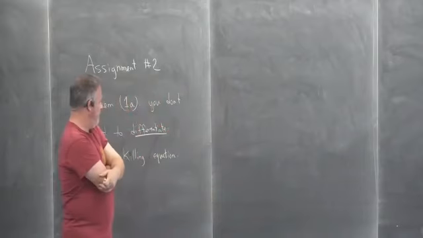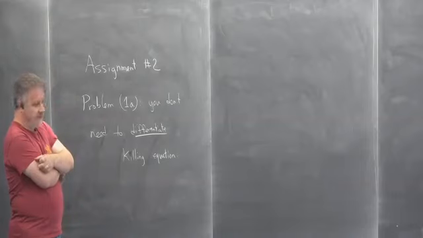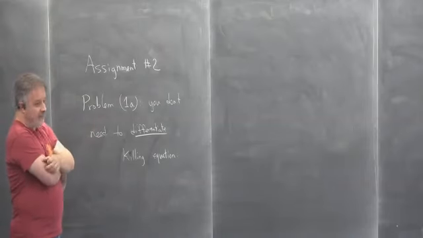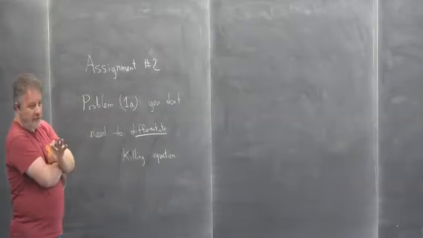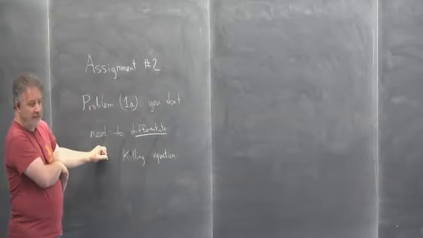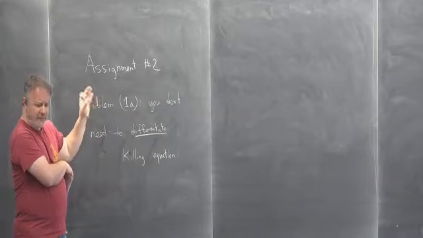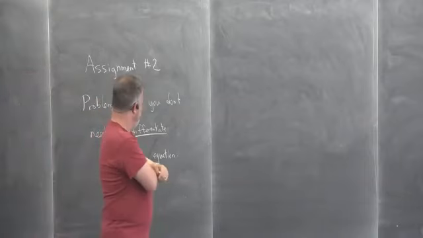So before we start, someone pointed out that my hint in problem 1A is incorrect. Assignment 2, problem 1A, I say hint: differentiate the Killing equation. You don't have to differentiate the Killing equation in 1A. You just use the Killing equation and the fact that DH is 0, and it's trivial. In 1C, you will have to differentiate the Killing equation. So I put my hint in the wrong place. I think I said it twice.